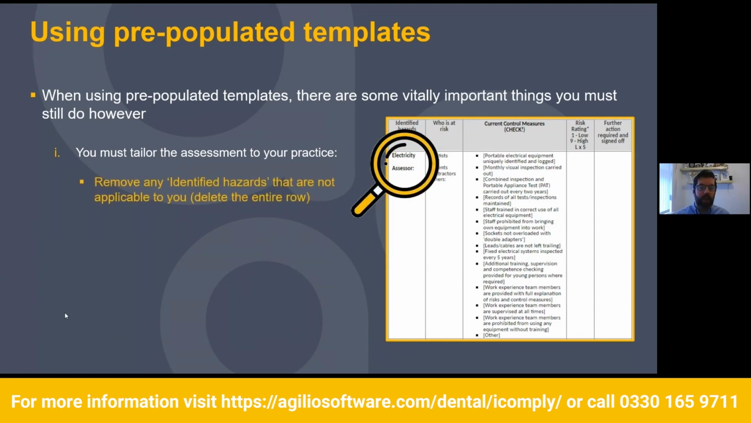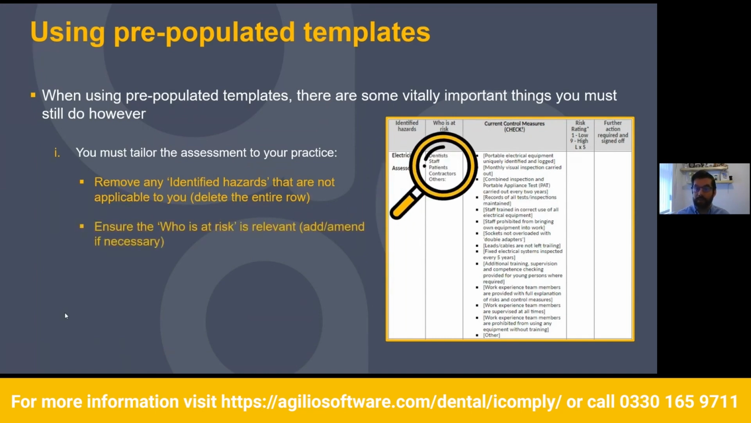So you need to look at the hazards that have been listed on your templates, because not all hazards will be applicable to you. I've touched on lasers. So if you've got a pre-populated template that has lasers in there as a predetermined hazard, and you don't have lasers in your practice, delete that entire row from it. Don't leave it in there. Delete it. Get rid of it. It's not relevant to you. So check all the hazards and delete the ones that don't correspond.